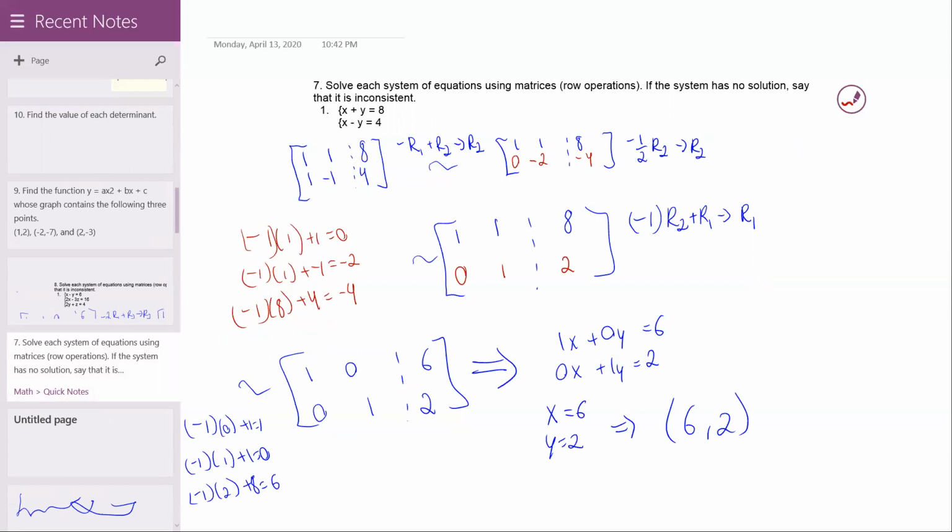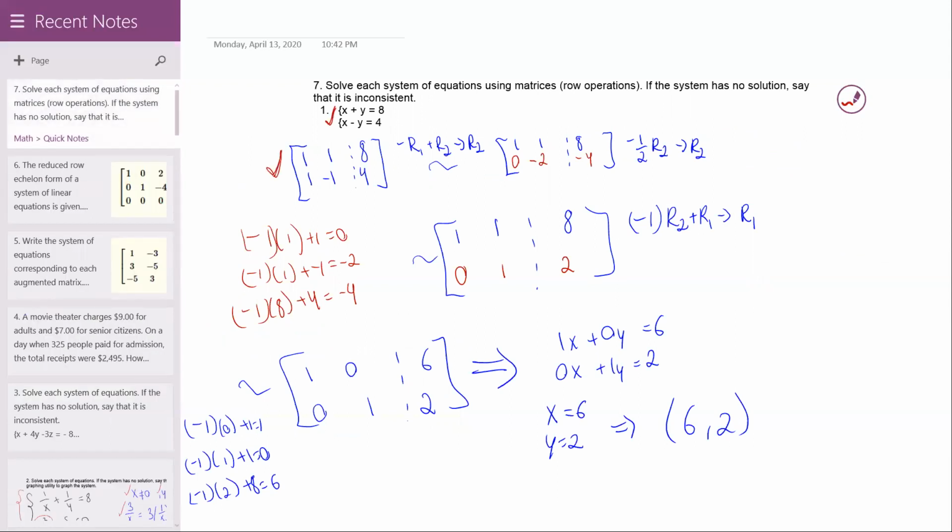It says solve each system of equations using matrices, which means row operations. If the system has no solution, say that it's inconsistent. So we start by turning this system into a matrix right here, and we want this number to be 0. So what can we multiply by row 1 and add to row 2 to get 0? Well, -1. So negative row 1 plus row 2 replace row 2. And here's what we get. Because -1 plus 1, -1 plus -1, -8 plus 4.